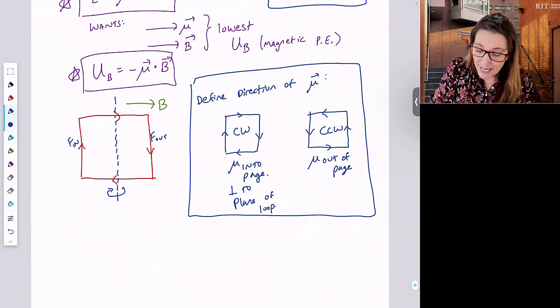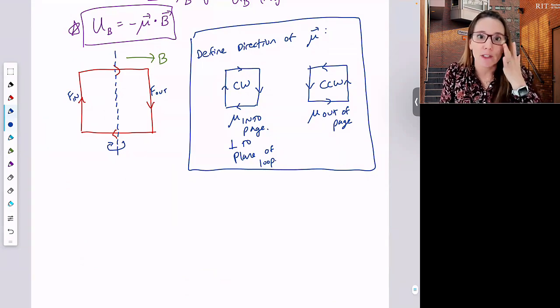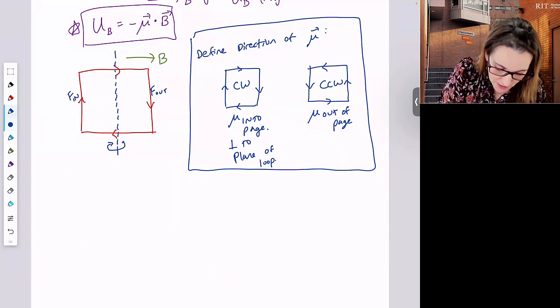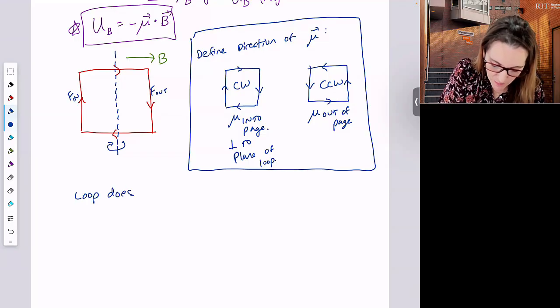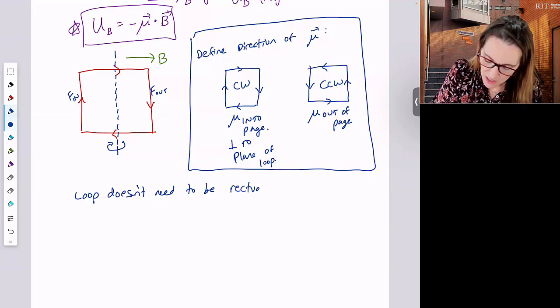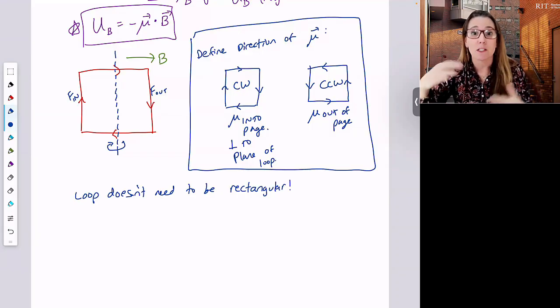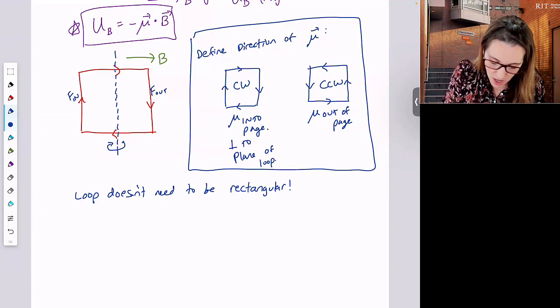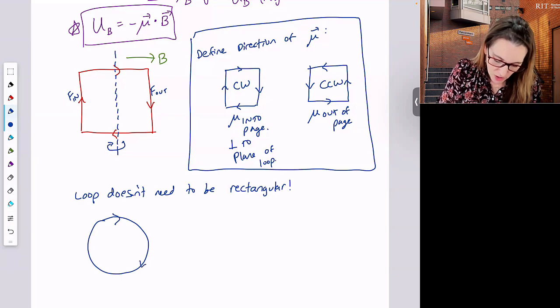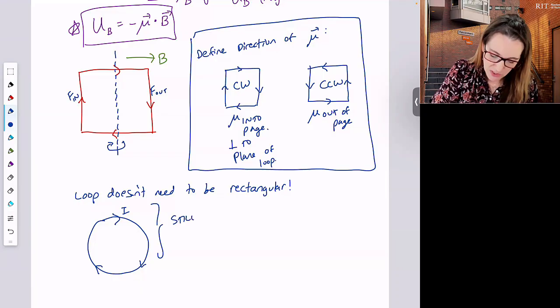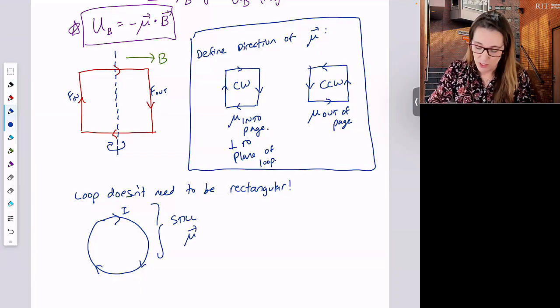All right, one last note, because this acts just like other dipoles: the loop doesn't need to be square. It doesn't need to have this rectangular shape. I just drew it that way because it was easier to divide out and do the derivation. I can have, for example, a circular loop with a clockwise current, and this is still a dipole. So this still has a mu associated with it.